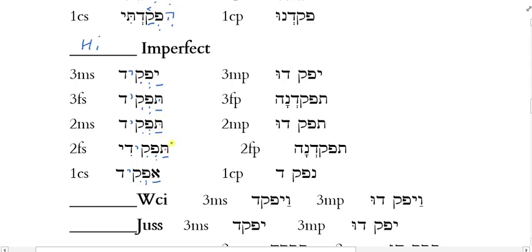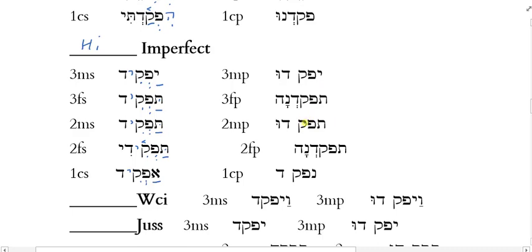Okay. So repeat the forms with me. Yafkid is he will cause to appoint. Tafkid, she will cause to appoint. Tafkid and tafkidi. Accent's going to be on the kof. You, male, female, will cause to appoint. And then, afkid. I will cause to appoint. Afkid. That sounds like the way I sing my songs, right? Very afkid. Okay. So you could fill in your own things here.